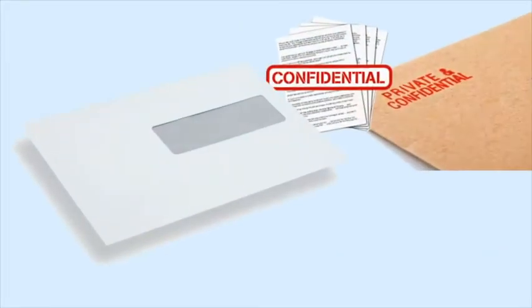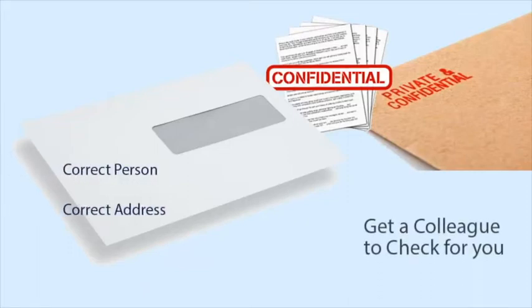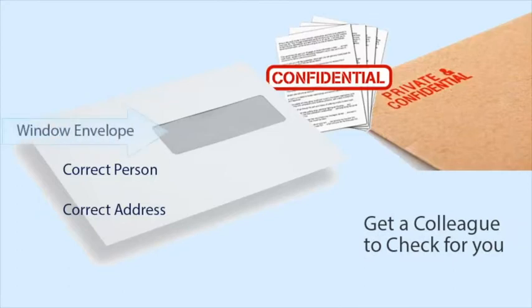Breaches also occur when sending personal data via post. Once again, you need to double check that you are sending the letter to the right person and the correct address. It's good practice to have a colleague check on your behalf. Use of window envelopes can also prevent a potential mismatch between the letter and the envelope.